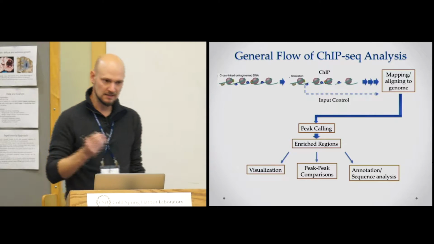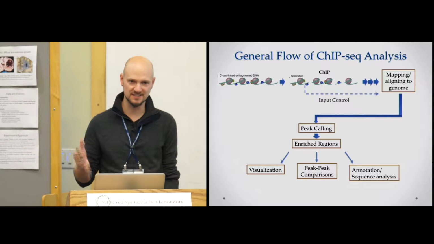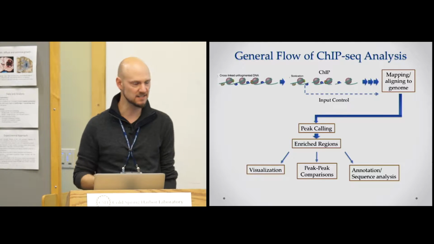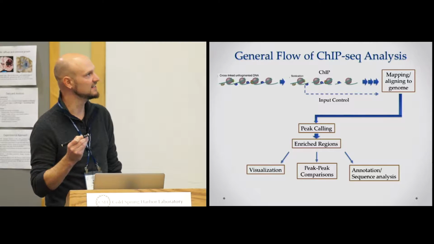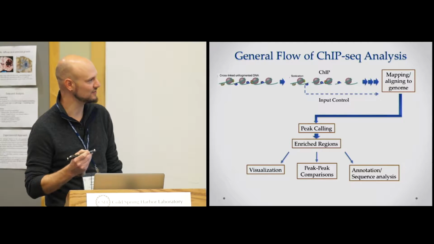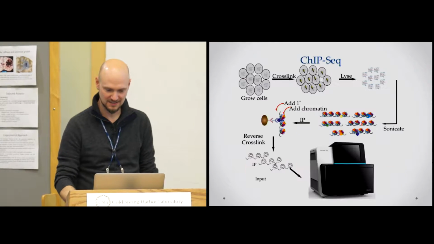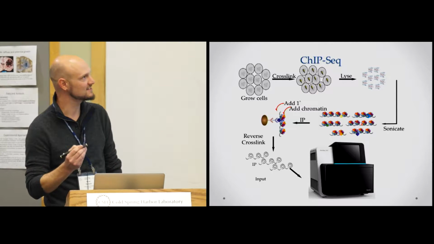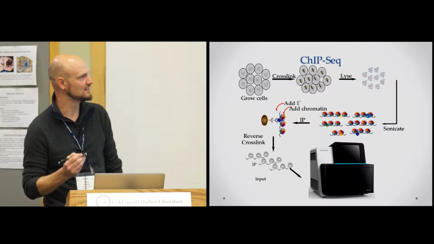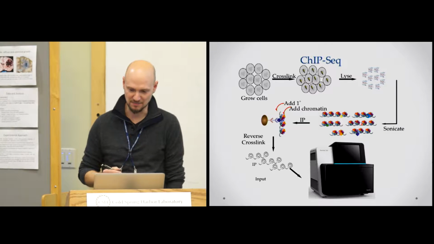But after that, it's pretty much the same as for transcription factors, right? You have an antibody that targets a protein of interest. In this case, it just happens to be a modified protein, a histone. And then you pull the DNA out, you isolate the DNA, you sequence it, align it to the genome. We're going to go through peak calling and enriched regions and all of these aspects of visualization, peak-peak comparisons, annotations, and sequence analysis. So again, grow the cells, cross-link them, ChIP, lyse to get everything out, sonicate, and then you can basically proceed to the general pipeline.